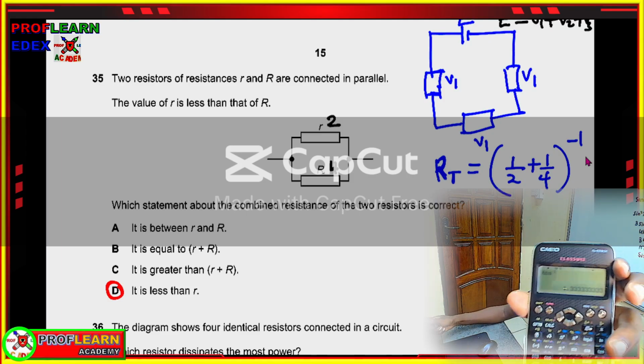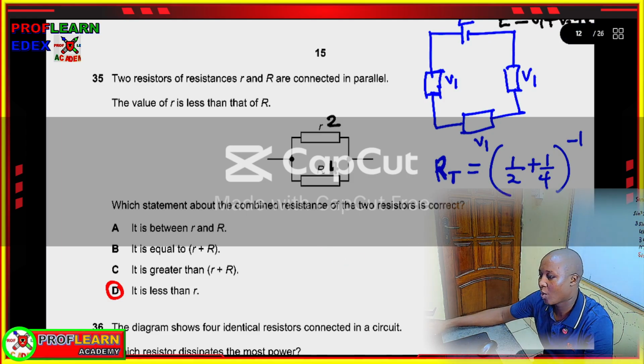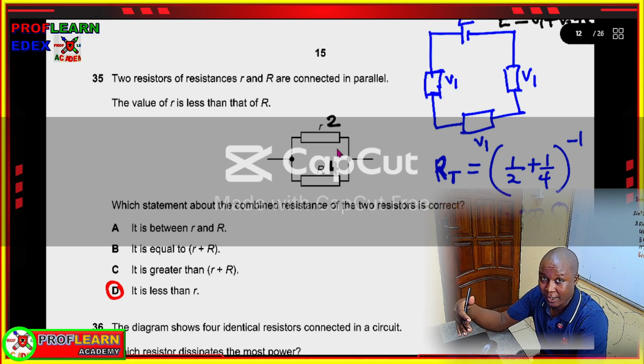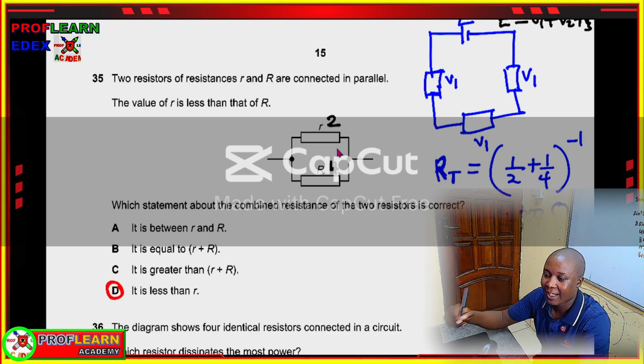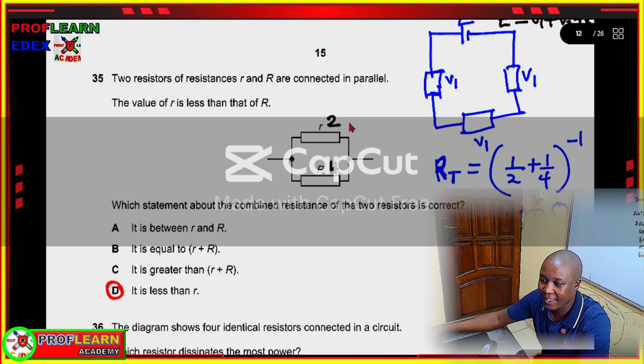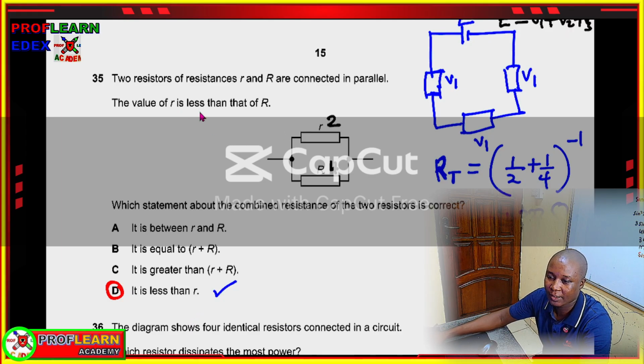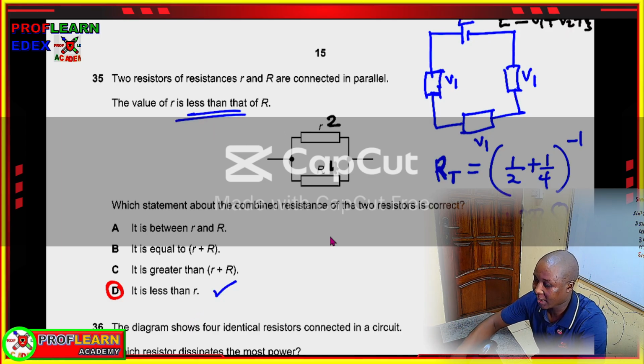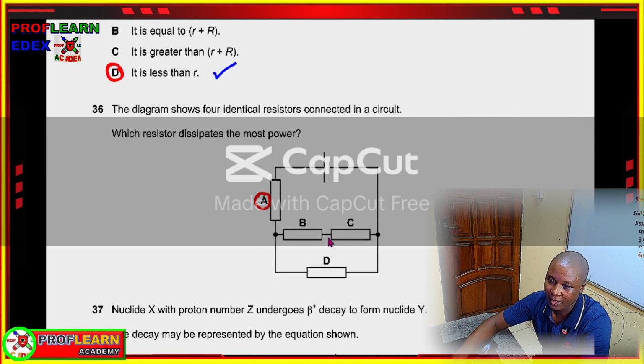So the total resistance becomes 1.33. What do you notice? When resistors are combined in parallel, the combined resistance must be less than the smallest resistance that you have there. So this one is going to be less than r, because we are told r is less than R. Okay, so that's exactly what you are going to do in that case.